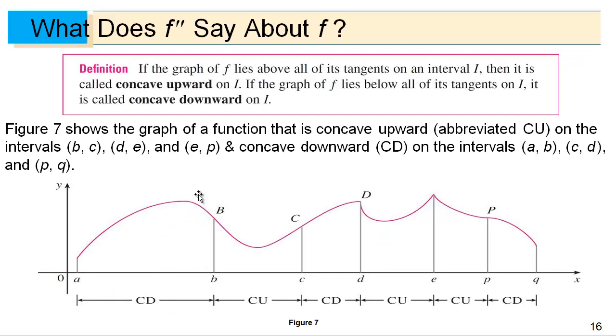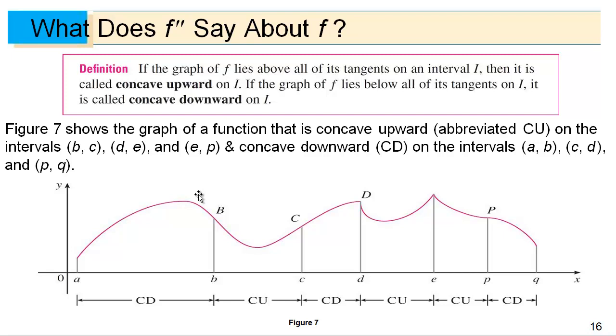Okay, so the definition of concavity. If the graph of a function lies above all of its tangent lines on a certain interval, then it's considered concave up on that interval. And if the graph lies below all of its tangent lines on an interval, it's called concave down. So that's literally how we're going to define concavity.